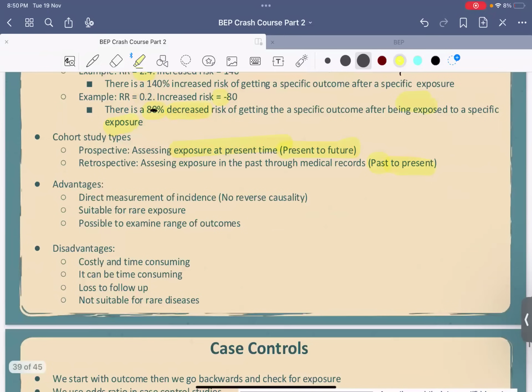Okay, another advantage is that they're suitable for rare exposure because we're starting from the exposure. We can hand pick the exposures. So if you want to test rare exposures, we can handpick them. So this study design is suitable, and we'll compare it to case controls and we'll see why case controls are not suitable for rare exposures, or none of the other studies for that matter, okay?